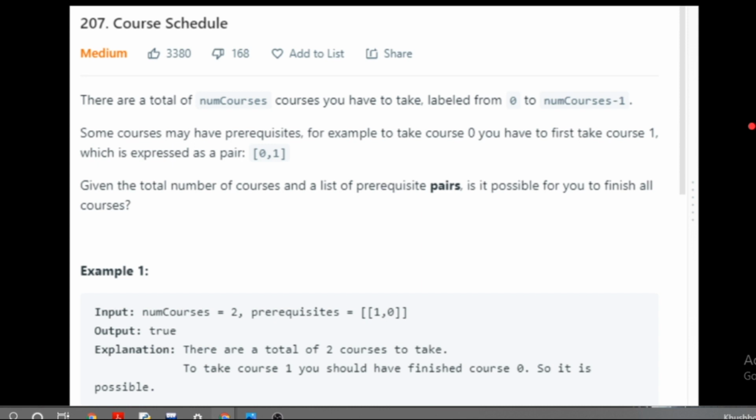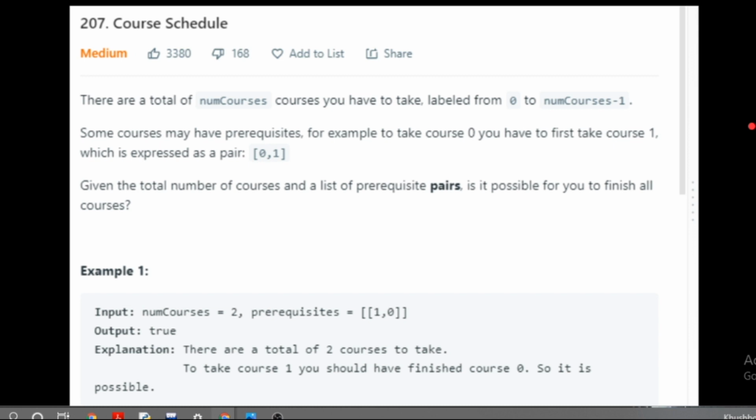Hey everybody, so today's question is Course Schedule. We are given a total number of courses ranging from 0 to n minus 1, and some courses have prerequisites, like for course 0 we have to take one first. So we have to tell if it is possible to finish all the courses or not.